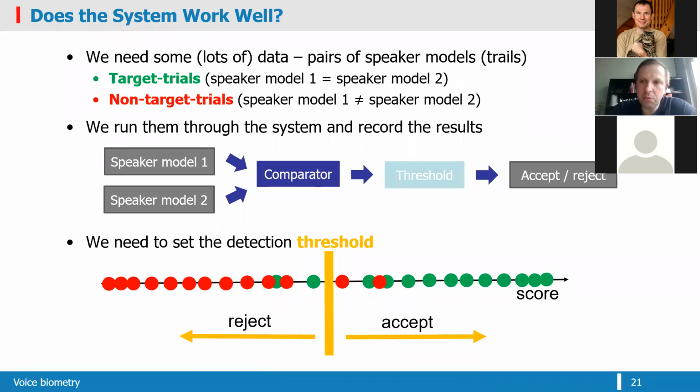So now, how do we evaluate that the system works well, or how do we measure the performance of such a system? Usually we have a data set, again with pairs of speaker models and information whether they are matched or there are different speakers. So these are called target trials or non-target trials. And we pass this through the system and get the score. After that, we can compare the score with a threshold, and then the decision is either that it's matched, or it's rejected: it's the same speaker or a different speaker.